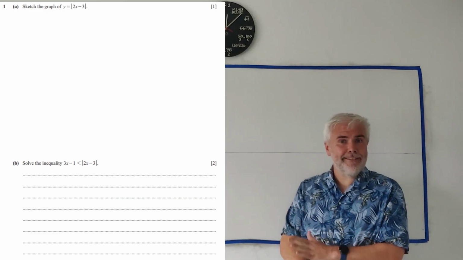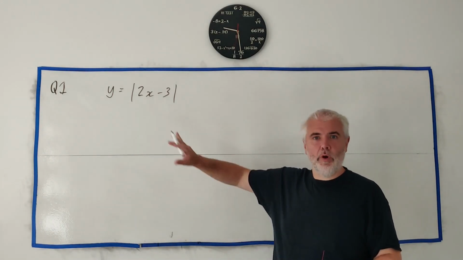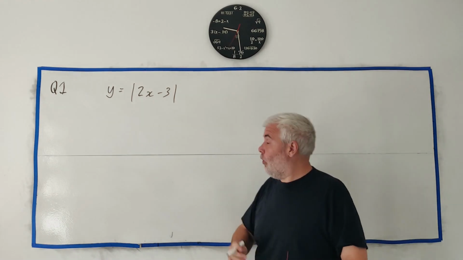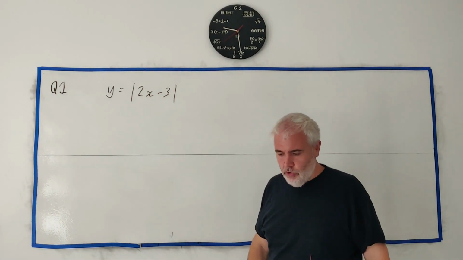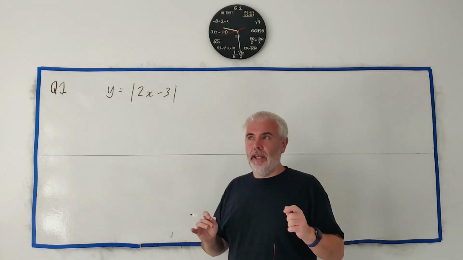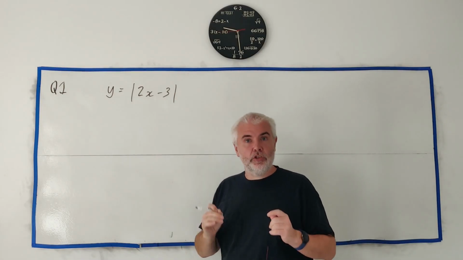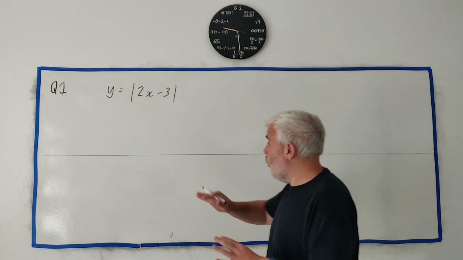Okay, let's get into the maths. In question 1, we're first asked to sketch a graph of this equation here. y is equal to the absolute value of 2x minus 3. Now remember, sketch a graph just means a rough drawing. They probably want, for a line, 2 points, all interesting points, I would say. So we can do this quite quickly.